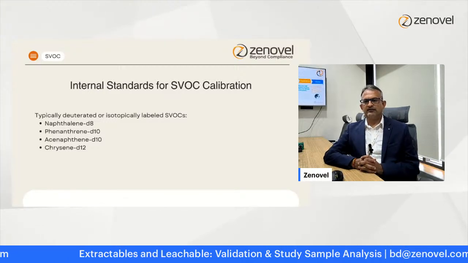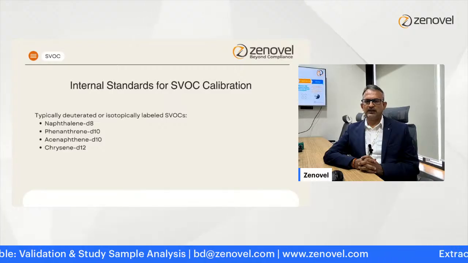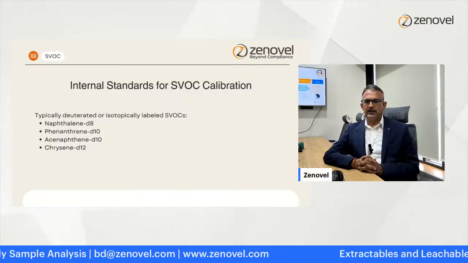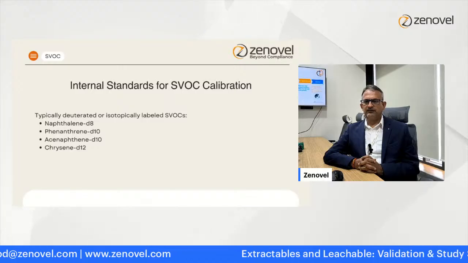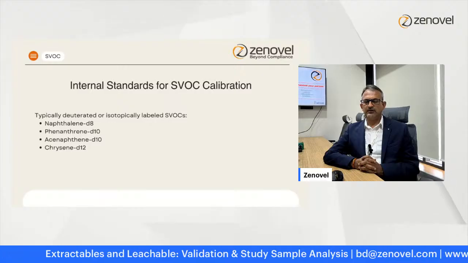Same as for VOCs, we also have internal standards for the SVOCs, like naphthalene D8, phenanthrene D10, acenaphthene D10, and chrysene D12 as internal standards.